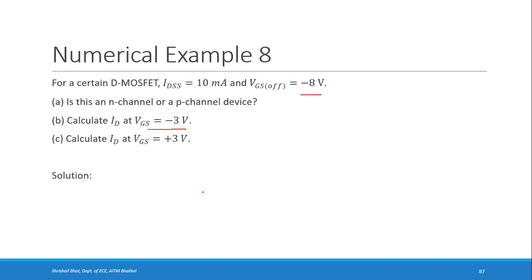Whenever VGS is negative in the case of an N channel, it will be in depletion mode. The DMOSFET is in depletion mode. In part C, it is given VGS is +3 volts. When VGS is positive, you should remember it is in enhancement mode. In enhancement mode, the current will increase, right? So you should get something more than what you have already got. Then only the answer is correct.